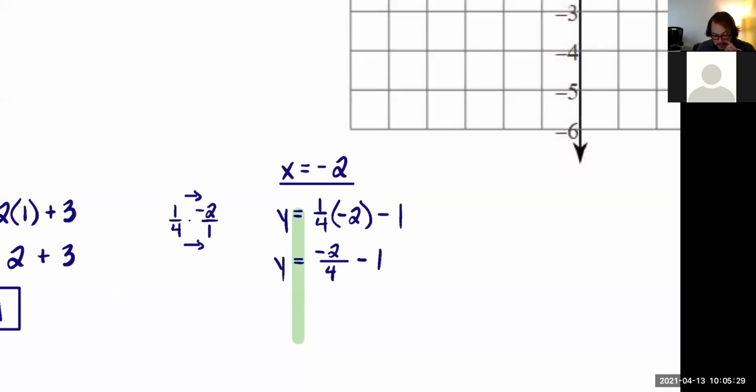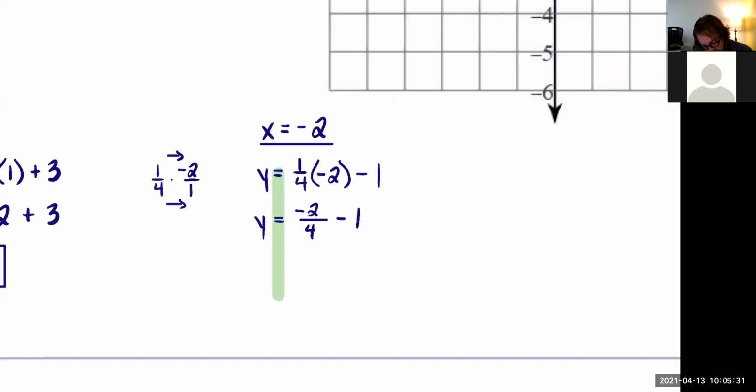Now, does -2/4 simplify? Well, 2 and 4 both can be divided by 2. And if you were to do that, this fraction would simplify to a -1/2.